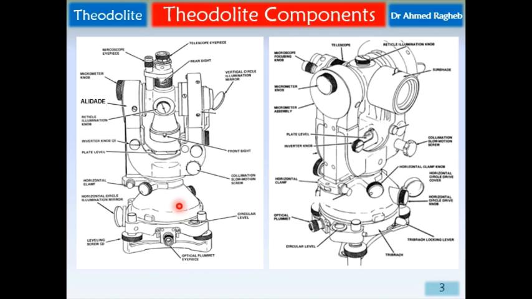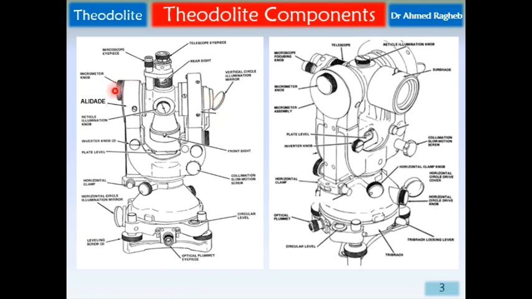The theodolite has a circular and a plate level tube, in order to fix the horizontality. So these tubes, the circular and plate level, act as an indicator for the horizontality of the theodolite.